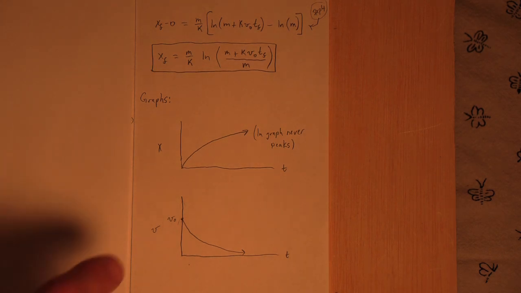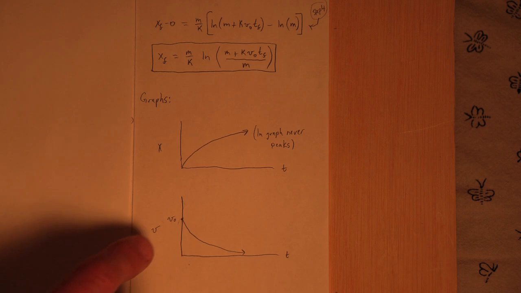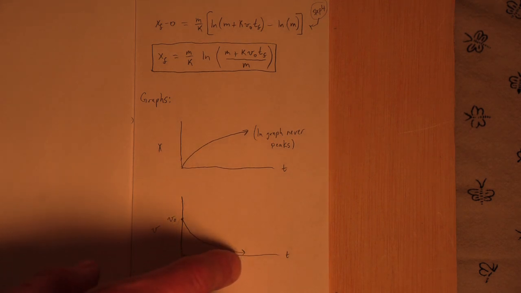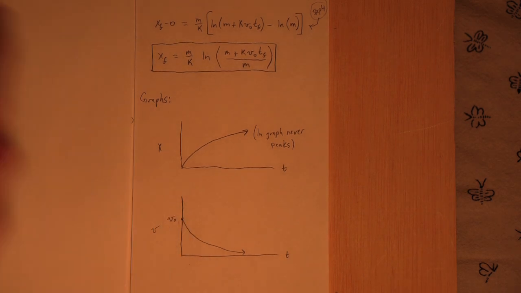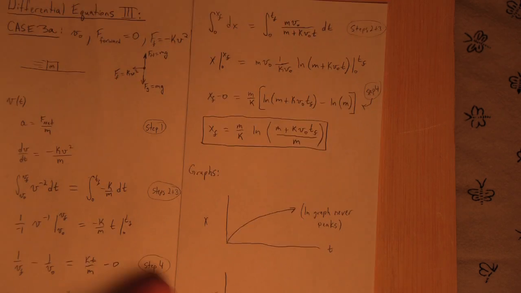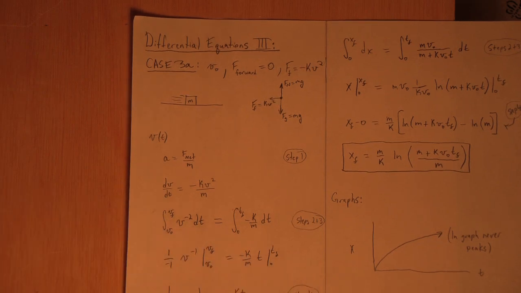The velocity function, I have it covered up, but it starts at v0 and goes down. This is not the exponential. It's not an exponential. It's a reciprocal function. If you go back at the function, you'll see that. Okay, so that is case 3a.